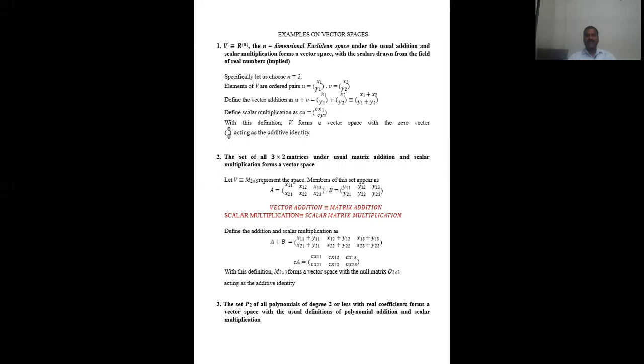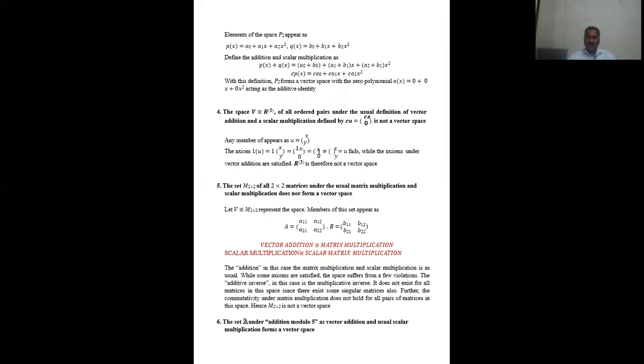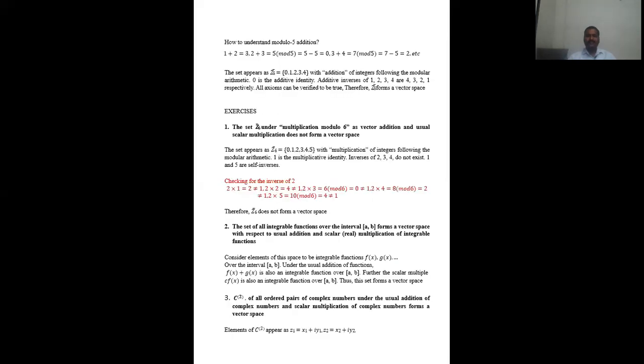Similarly, the set of all 3 by 2 matrices forms a vector space. Polynomials also form a vector space. You can verify all these yourself, or else go through the slide. It's a pretty simple job, right?